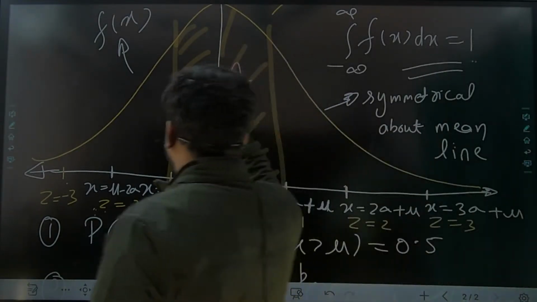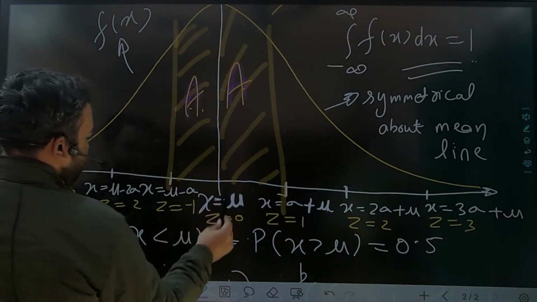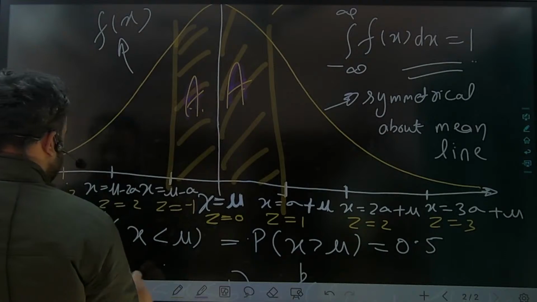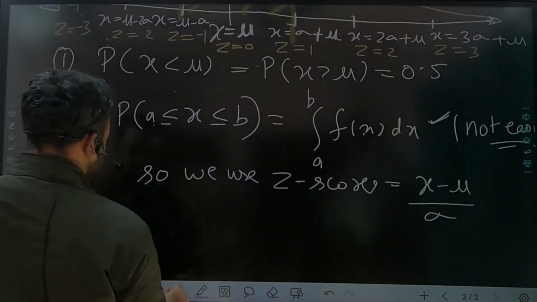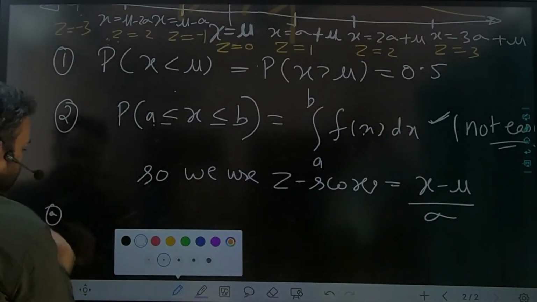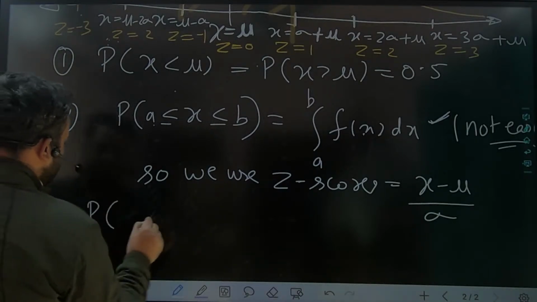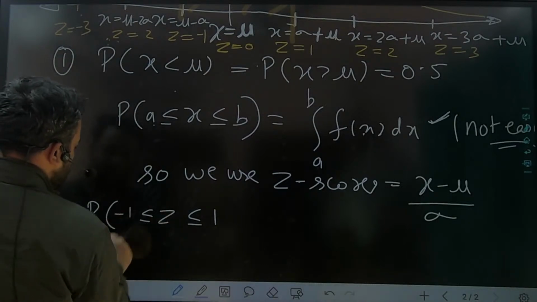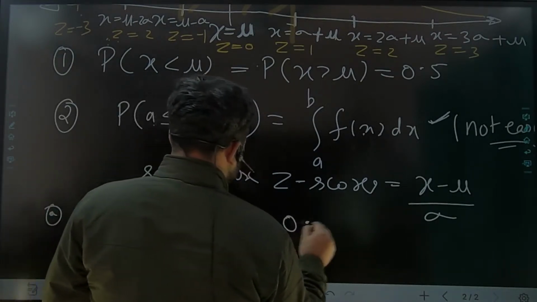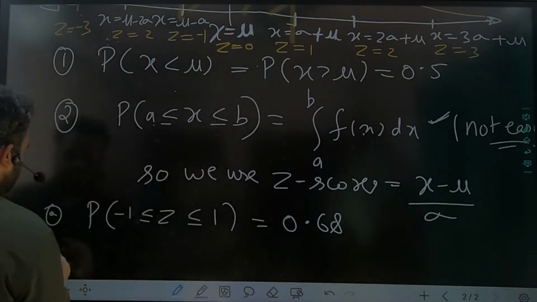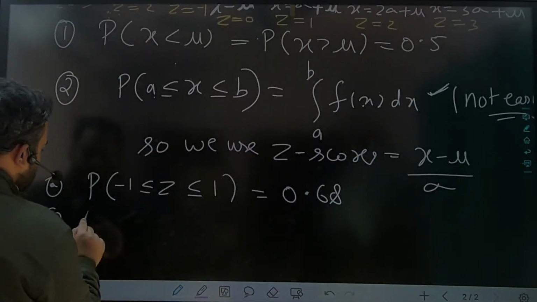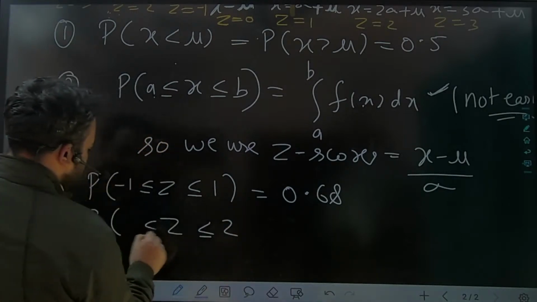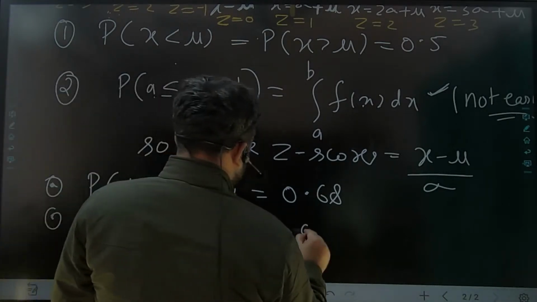And now this area you should remember also. It means when you move from z is equal to minus 1 to plus 1, this total area will be 2 times A. So just remember these z values, probability. So the probability of z less than or equal to 1 and greater than or equal to minus 1 is nothing but 0.68. You just have to remember these values, only 3 values. The probability of z less than or equal to 2 but greater than or equal to minus 2 will come to be 0.955.